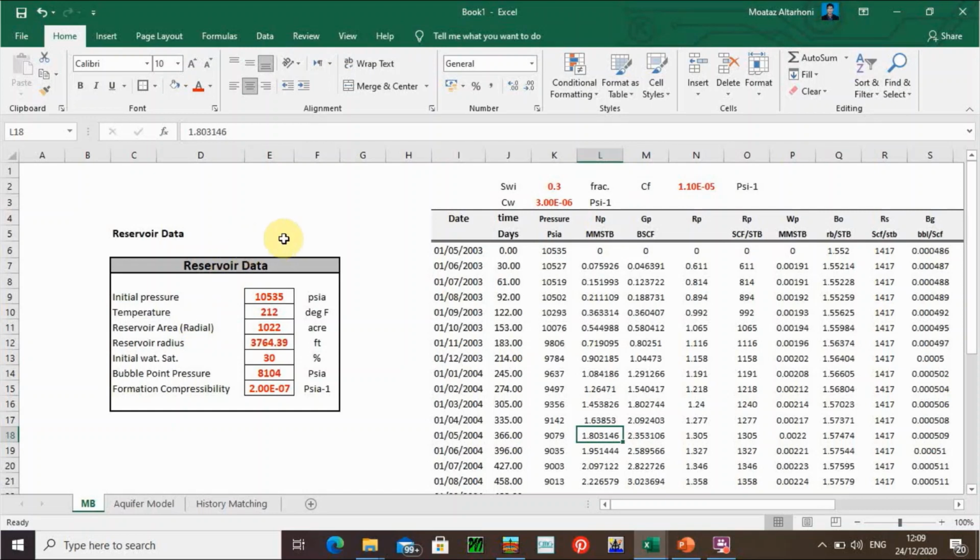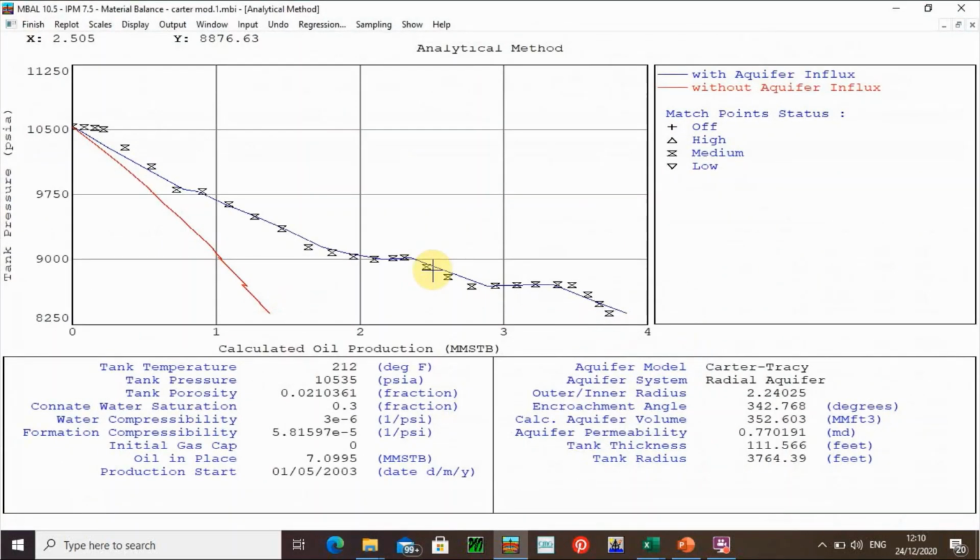So in this lecture, I will share with you more advantages from using Excel sheet, and by the end of this lecture, you will learn how we can analyze the data using Excel sheet and how we can generate the history matching technique as we see here in Petrosoftware. In this case study, if you joined the reservoir modeling course, you see the analytical method.